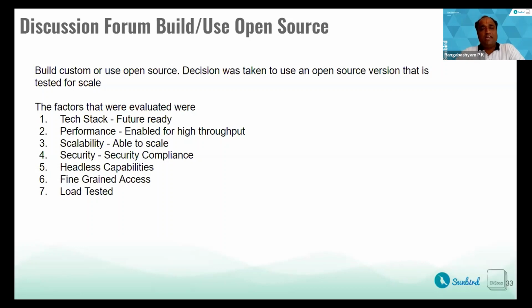So we're looking at millions and millions of categories and discussions that are happening. Obviously we need a system that can scale, and security is of utmost concern, so we are looking at a lot of security compliance as well. And the major feature that we were expecting was a headless capability, right?